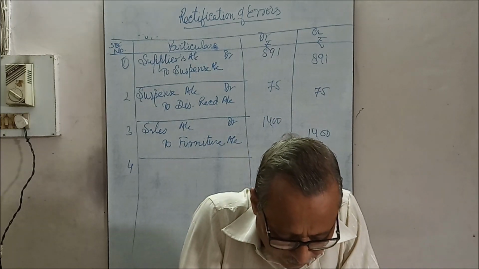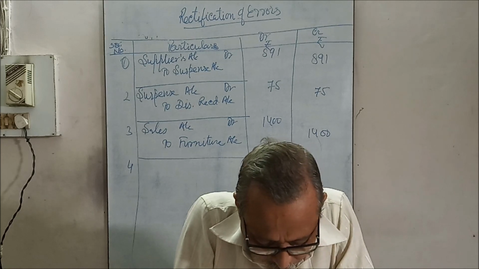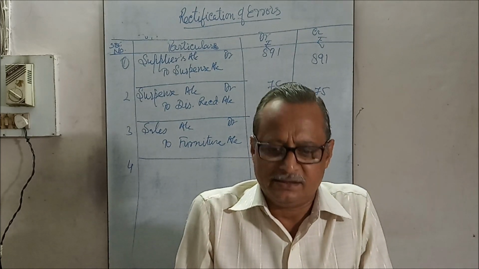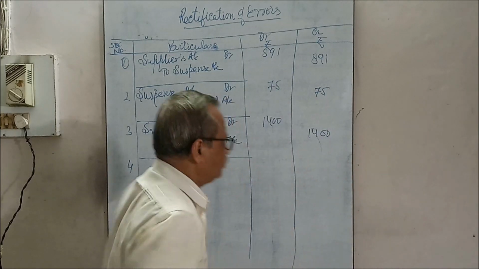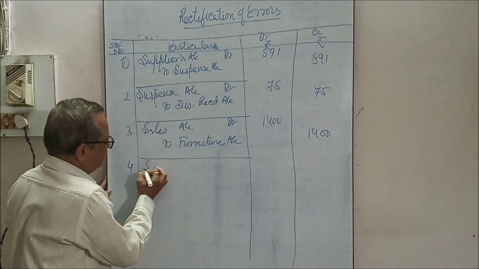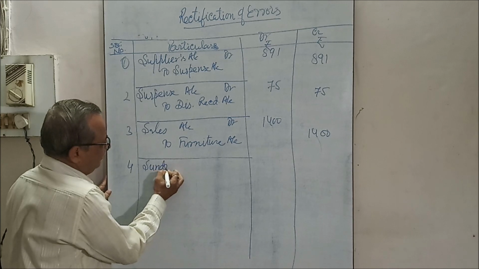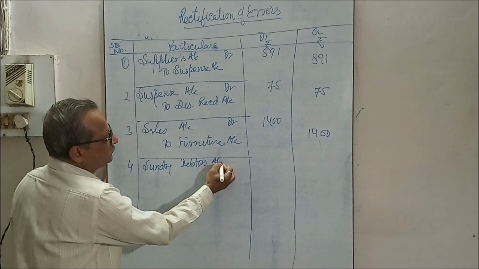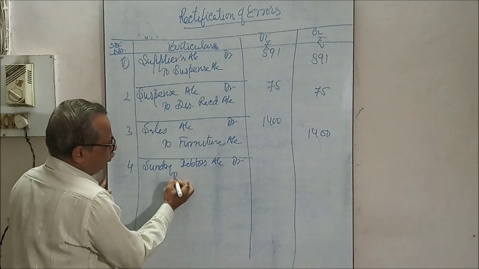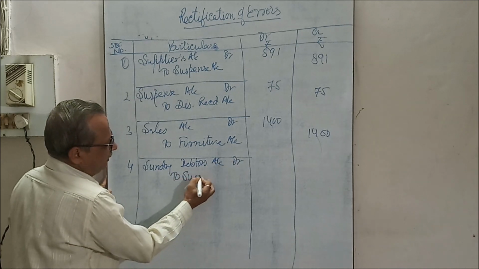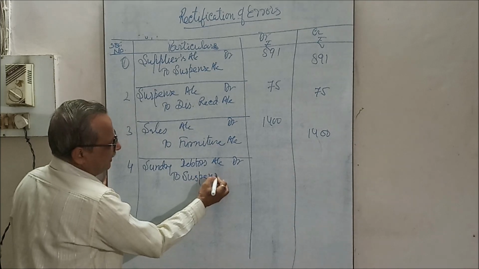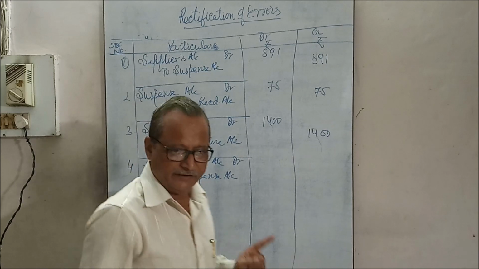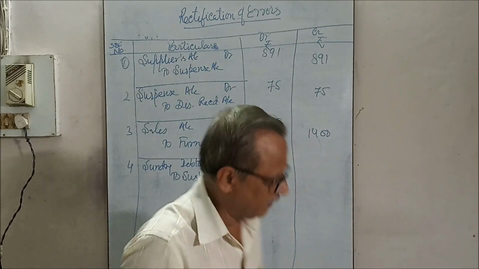Next, 900 due from a customer was omitted to be taken to the schedule of sundry debtors. It was not included in the sundry debtors, so debtors were reduced and should be increased. Sundry debtors account debit to suspense account, because it was not taken in only one account. One side has been affected. So debtors account debit to suspense account, 900 rupees.